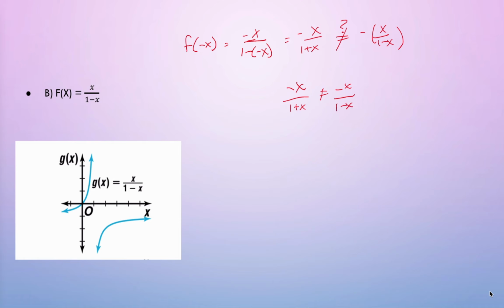And to show that, we could have some point on the line, like asymptotic 1, x equals 2. F of 2 is going to be 2 over 1 minus 2, which is -2. So we have some point, positive 2, -2.